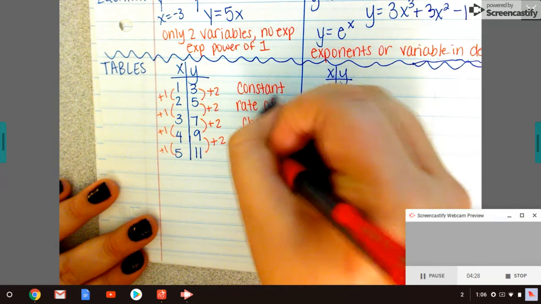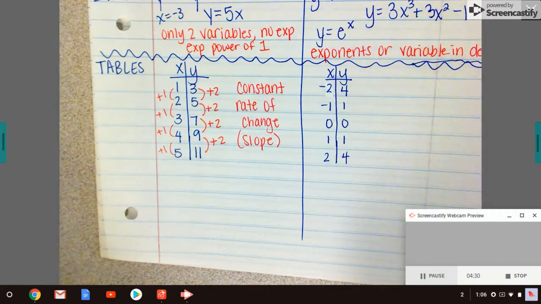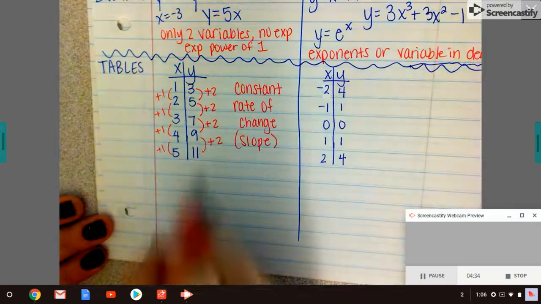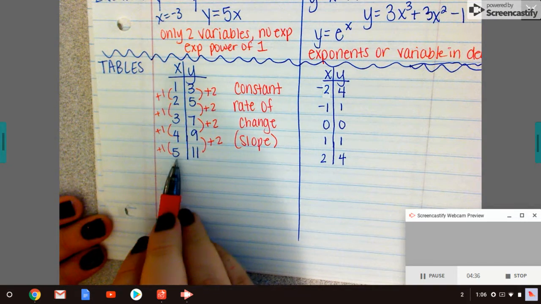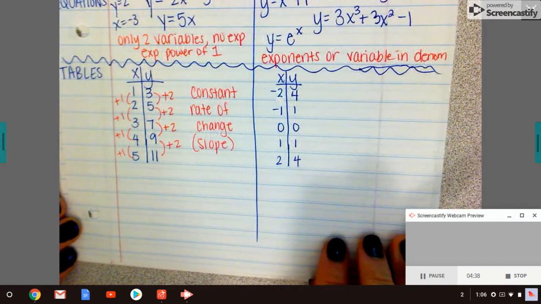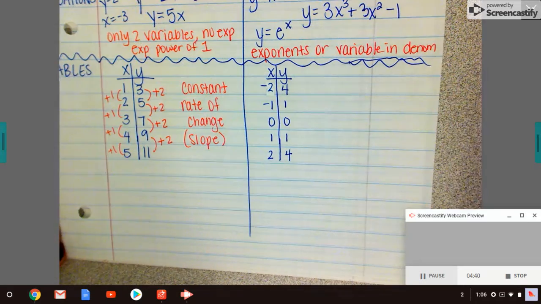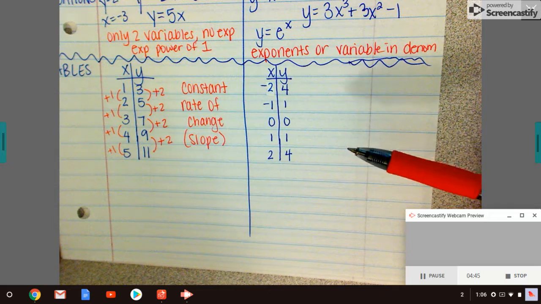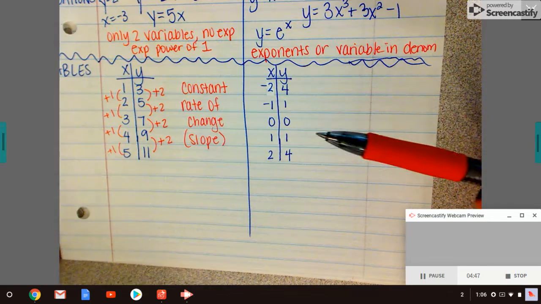And in the next section, in the next chapter, we'll learn that that is really talking about slope. So if you can find a constant rate of change in both the x and the y, then you're good to go to say that that is a line. You could also graph those and check it. Over here, to check and see if this, to notice that this is a nonlinear.